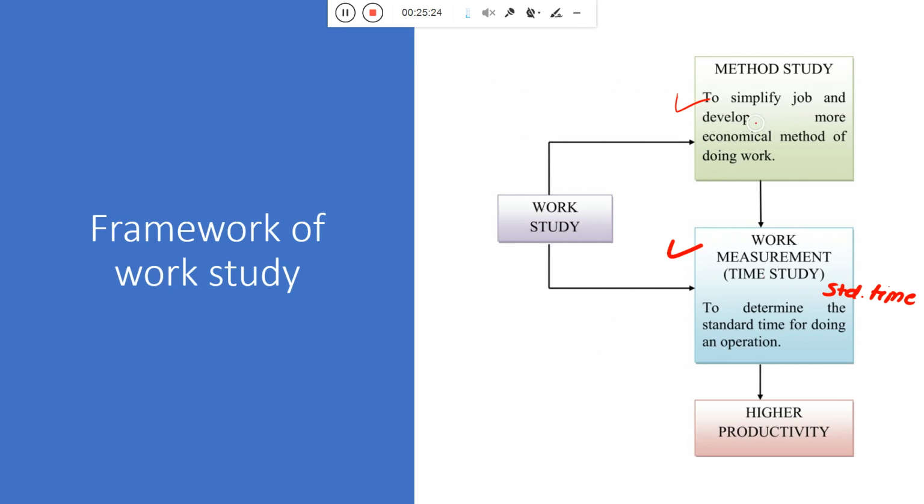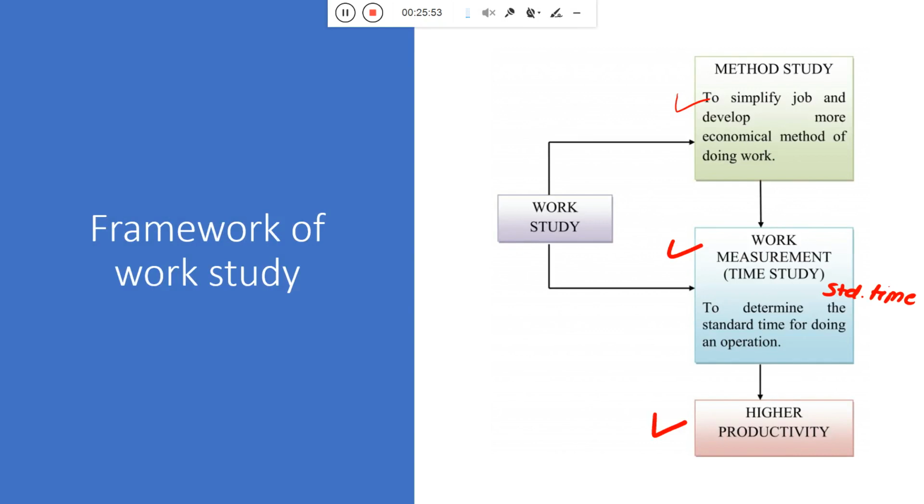So first develop the method, the next one set the time for that particular method, to do a particular job. And what is the purpose of this work study? It is to improve the productivity. If we are able to apply both of these things, then definitely the productivity will be higher. So this is the thing.